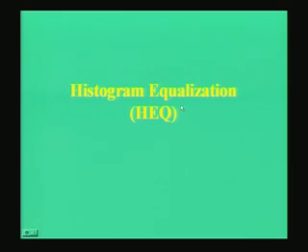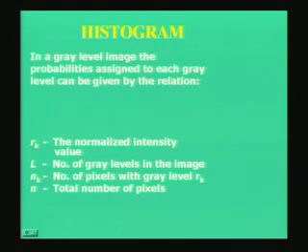Before going into the concept or algorithm of histogram equalization, we must first understand what a histogram of an image is. Let us look back into the slide and try to understand. In a gray level image, the probabilities assigned to each gray level can be given by the following relation. Let us introduce these variables and then we will look into the expression, which I am not bringing right now. So, we are talking of the probabilities assigned to each gray level and where r k.